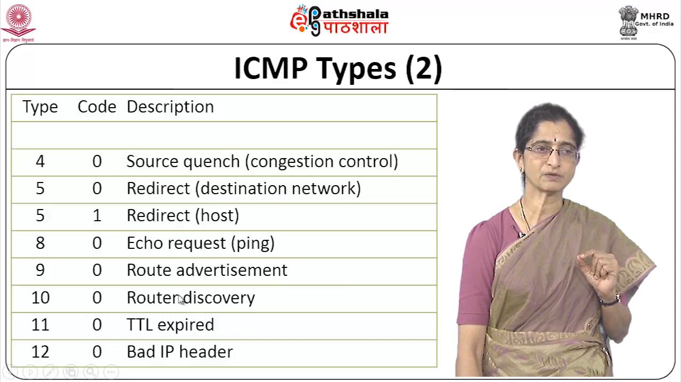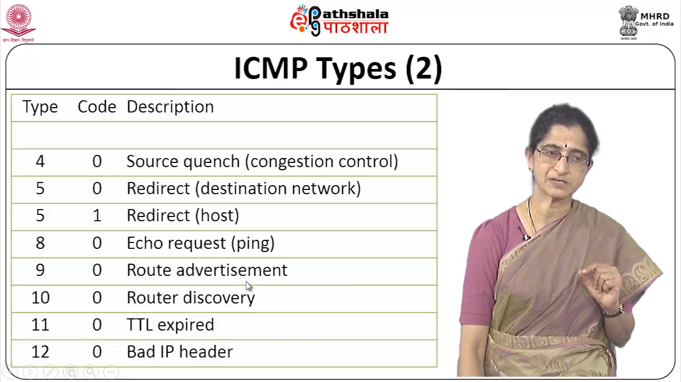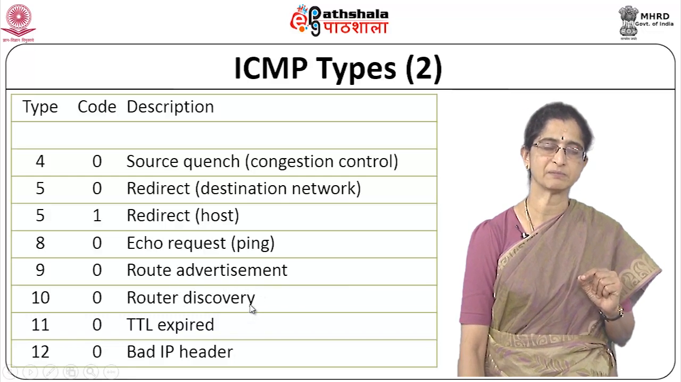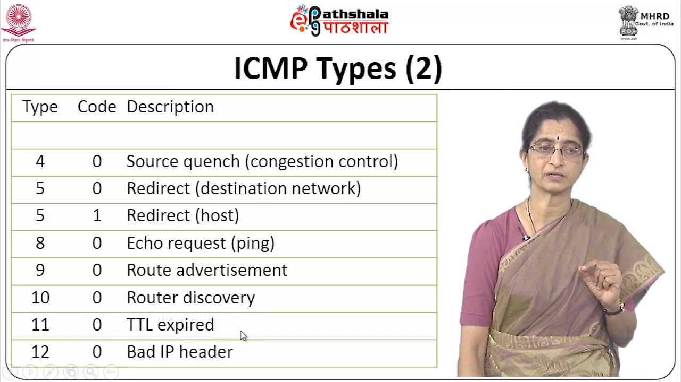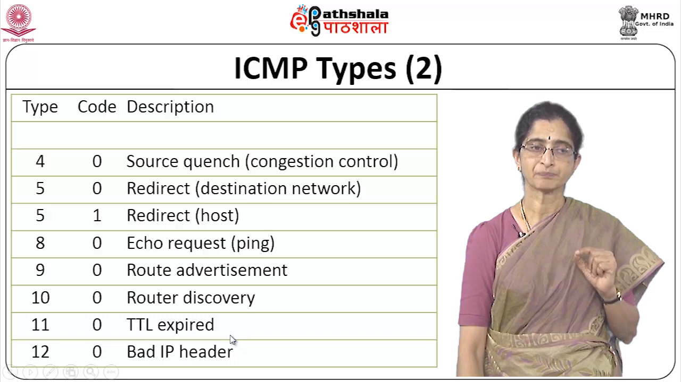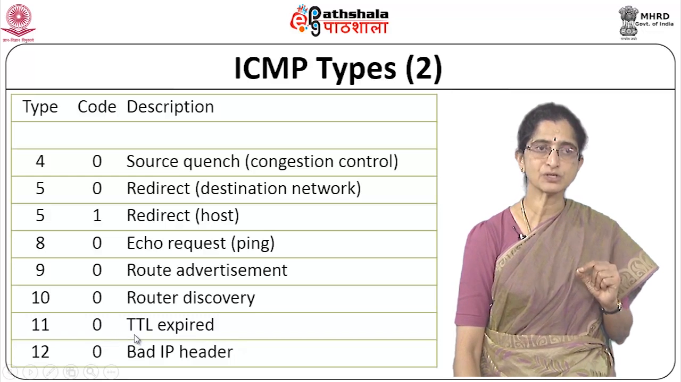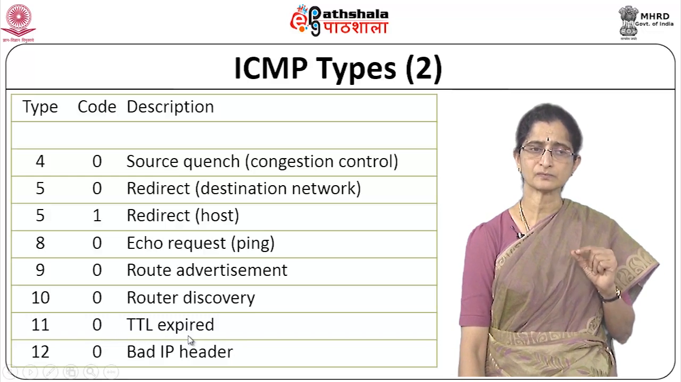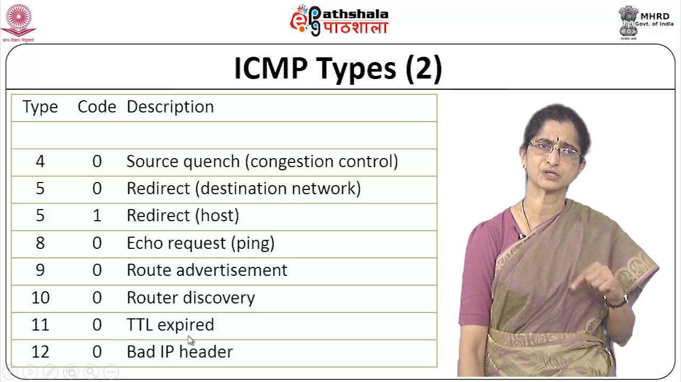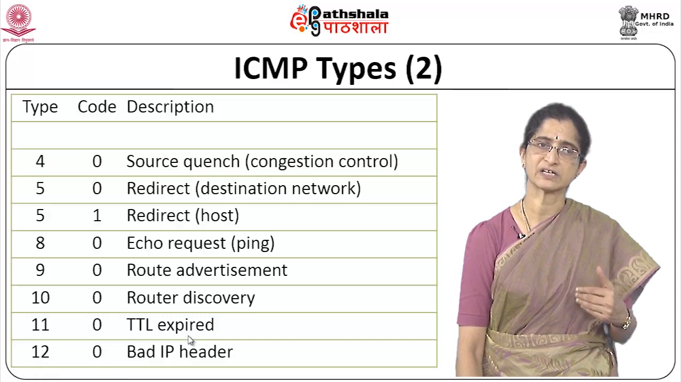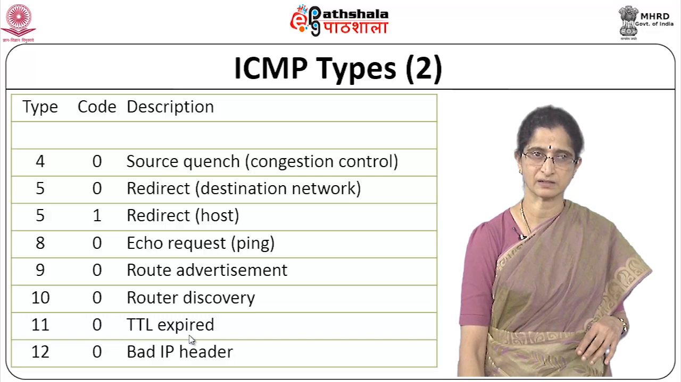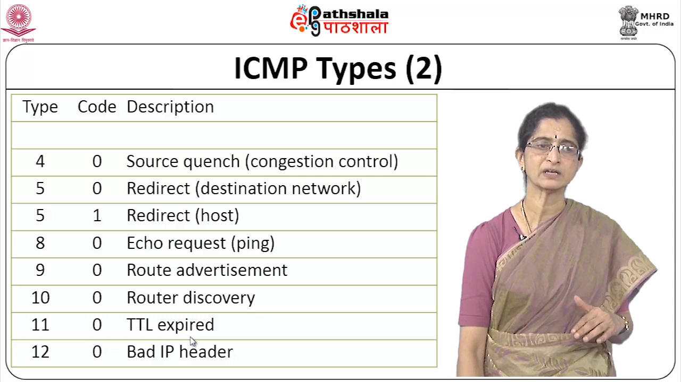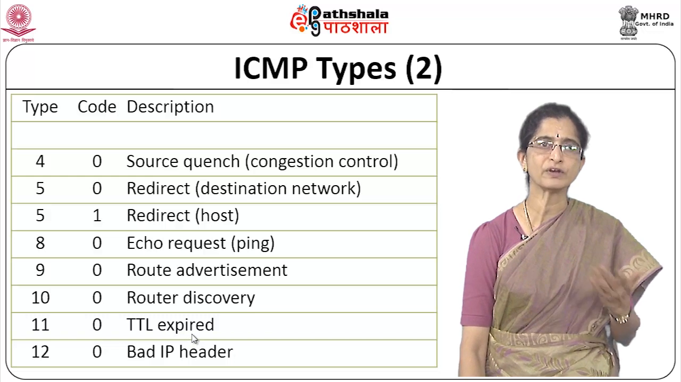Okay. In addition to this, we also have route advertisement messages, router discovery messages. Okay, and another very important message is the TTL expired message. We know that time to live is something which is specified in order to make sure that an IP packet does not live forever in the network. That is, normally the way it is implemented is that at every hop the TTL field is decremented by 1, and when the TTL field goes to 0, we drop the packet.